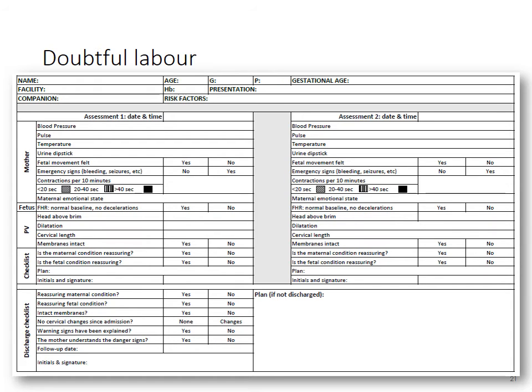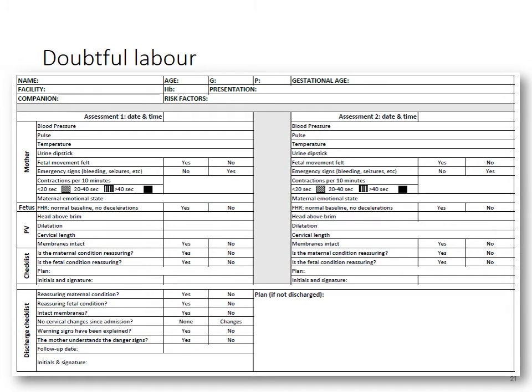This is the new graph that's been added, and that is for doubtful labour. So if a patient is admitted with query false labour, query latent labour, and you're not sure, there's 2 places, 2 assessments to be done about 6 hours apart. And you can read the fine print.